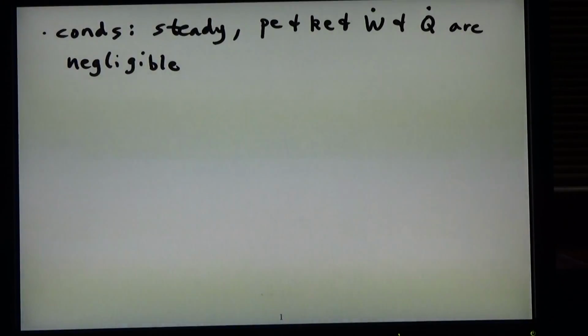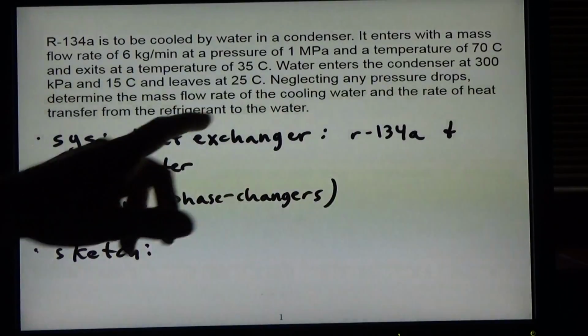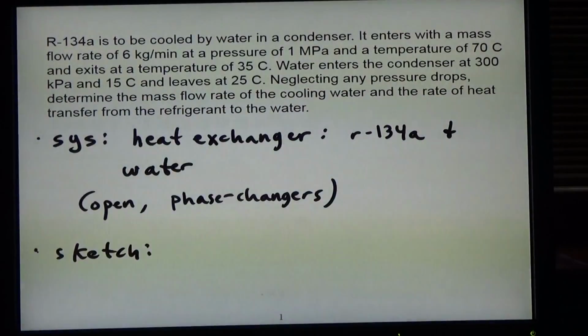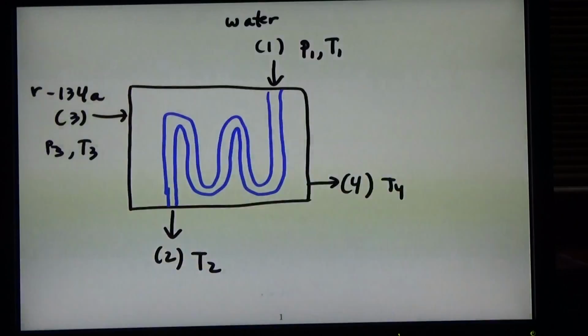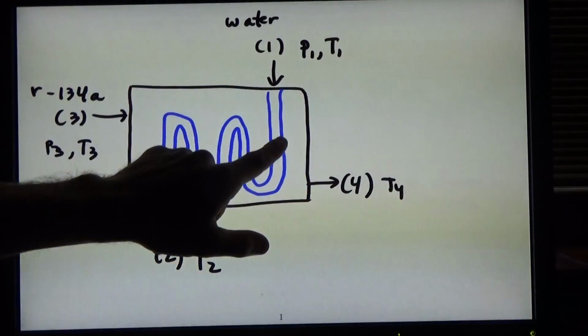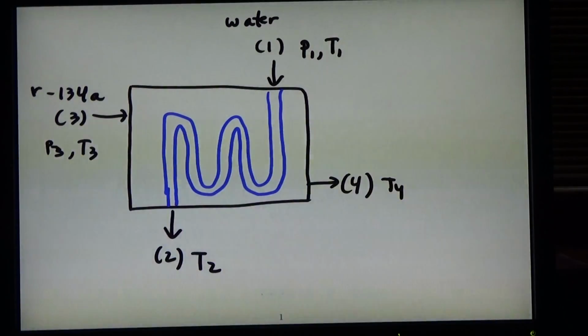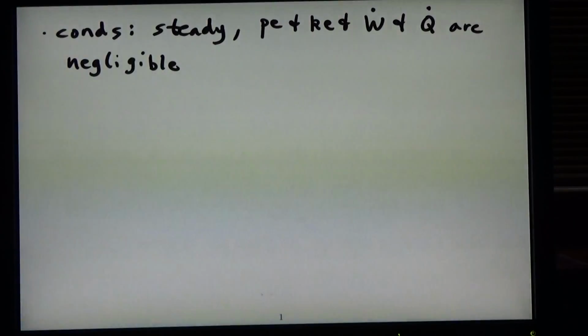Also, one more thing that we are told in the problem statement, and this is something that we also typically assume, even if it's not stated for a heat exchanger problem, is that we neglect any pressure drops. What does that really mean? What that really means is that the pressure, P1, whatever pressure the water comes in at, it leaves at the same pressure. It doesn't have a pressure drop in the tube. So we can say that P2 is equal to P1.